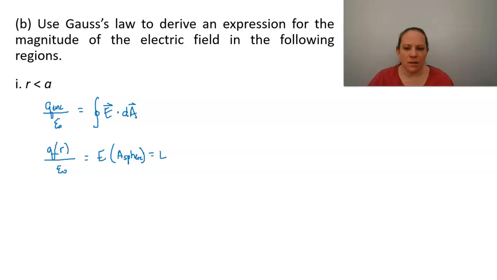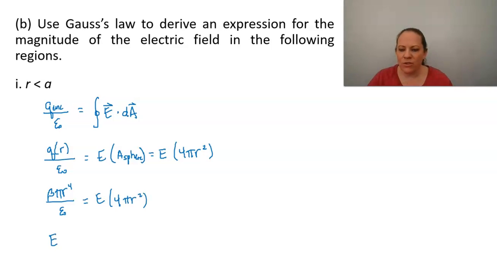which is simply going to be 4 pi r squared. So our charge is a function of r. We just saw in the previous part, beta pi times r to the fourth divided by epsilon naught. And that gives us equals E times 4 pi r squared. So our final answer here for the electric field is going to be beta r squared divided by 4 epsilon naught.